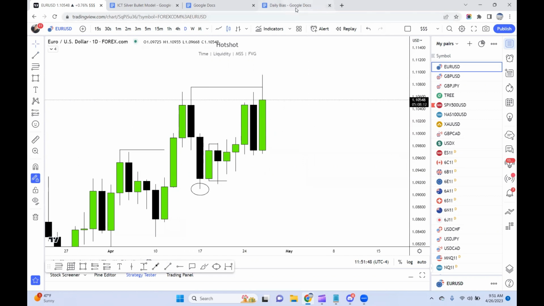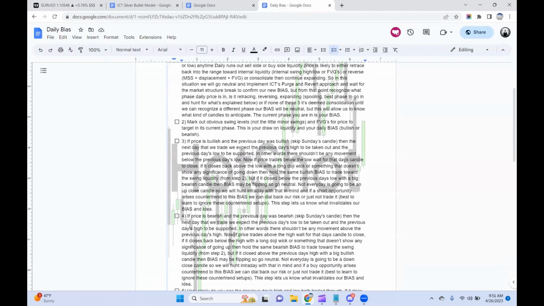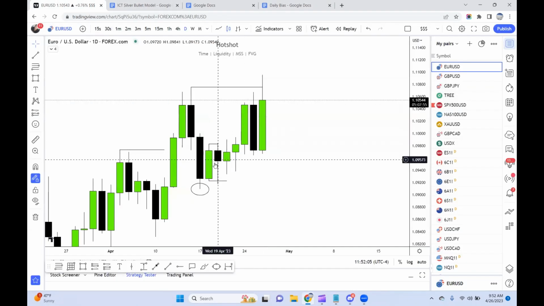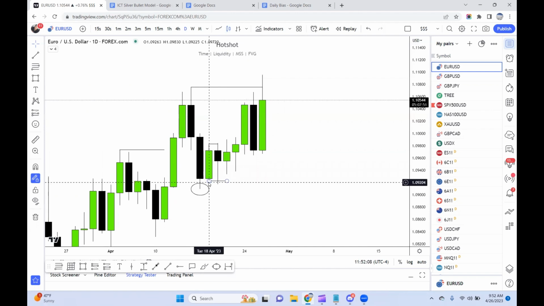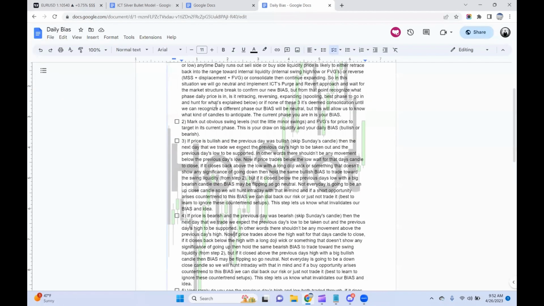Now, of course, we want to go back to the document so I can read you the rest of this, so you can understand exactly what goes into this specific situation and how to handle it. If price is bullish, from this point, once this candle closed, we deemed it bullish. If price is bullish and the previous day was bullish, of course you want to skip that Sunday's candle. Then the next day that we trade, we expect the previous day's high to be taken out and the previous day's low to be supported. In other words, there shouldn't be any movement below the previous day's low.